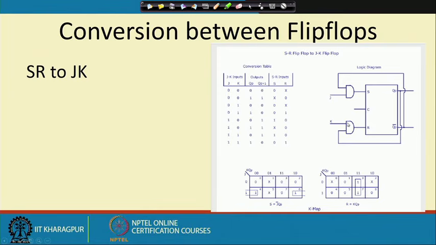So, you see what we have done. You have connected two AND gates, and this QP bar line is taken here and connected here, and the QP line is taken here and connected here. As a result, this structure now behaves as a JK flip flop. So, in this way, if you have one type of flip flop, you can very easily convert it to another type by putting some additional logic into it.